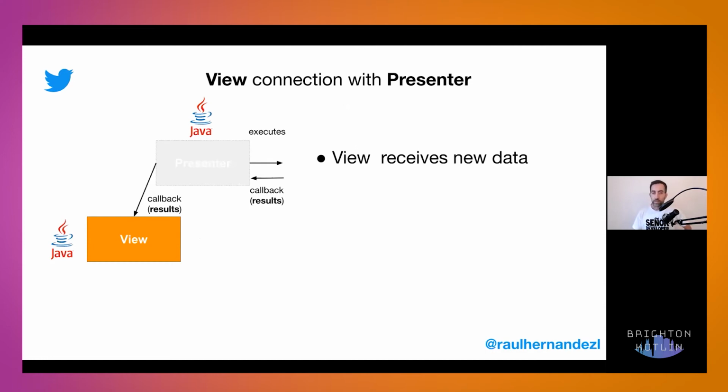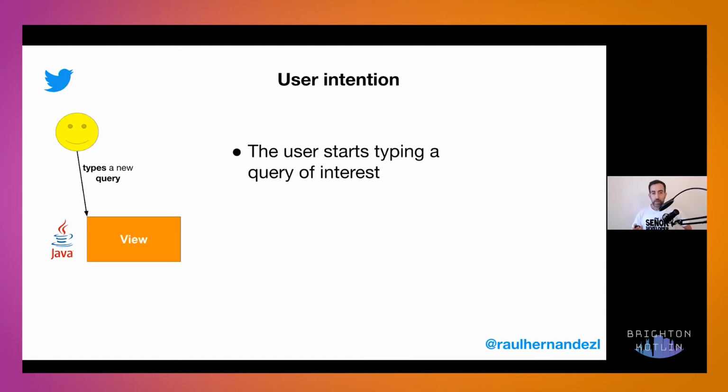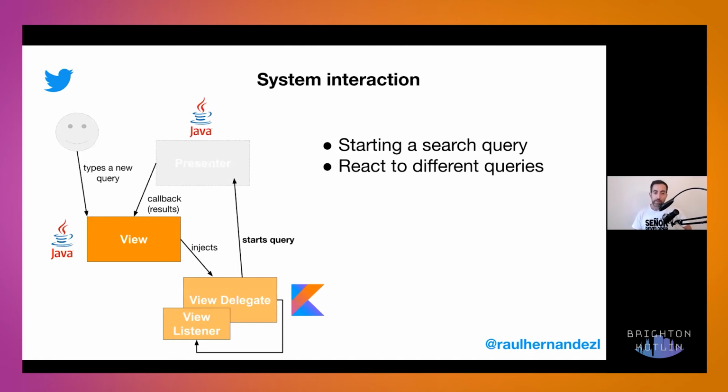And then the view receives the new data and renders anything that it needs. The user intention basically is starting typing a query of interest. And then I extracted any logic from the view. Then the view delegate starts the query. And then the mechanism starts. And reacting to those queries, we are having this system interaction.